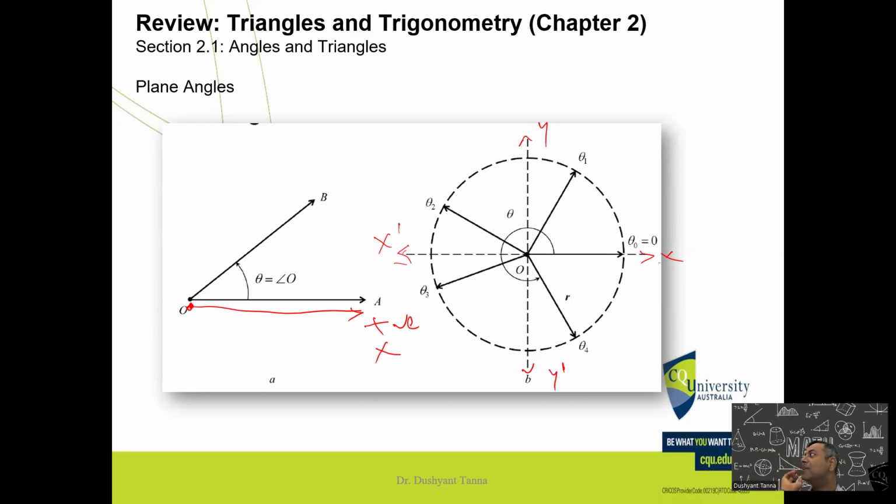Plane angle means the angle in two dimensions. Many theories suggest it is anti-clockwise, right? So one is the positive x-axis and the positive y-axis. When you go from here to the positive y, it's considered as anti-clockwise. We know how a clock works, right?